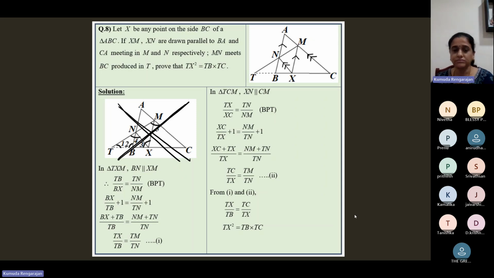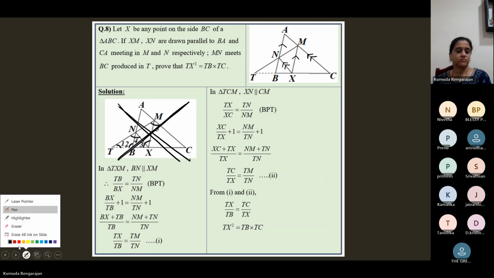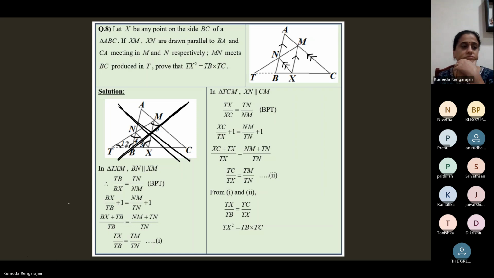So I'm just showing you the different ways of doing it. That's all. You can do this one exactly like we did the earlier one. I'll work it like that also. I'll just tell you what I've done here. This may be a little lengthy.